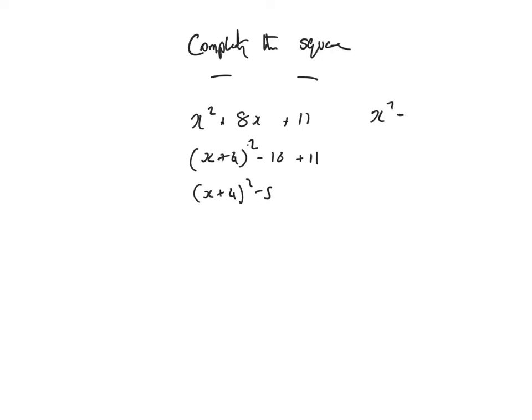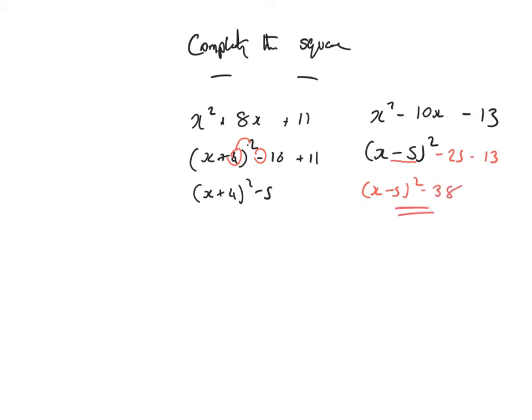Okay, what about x squared minus 10x minus 13? We'll half the minus 10 down to minus 5. Minus 5 squared is 25, you still get rid of it, and you still need to take away 13, so that's x minus 5 all squared minus 38.